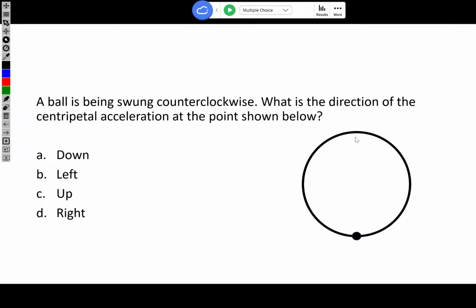It's up, and it's literally that simple. It's called centripetal. It's towards the center. That's what the word centripetal means. It's a really fancy sounding word that just means towards the center.